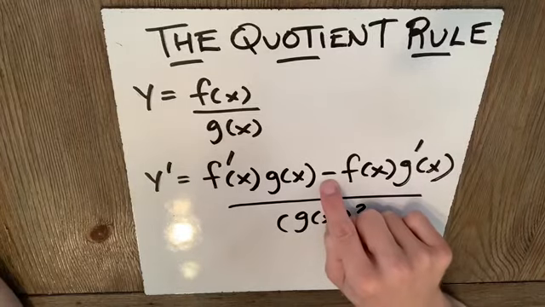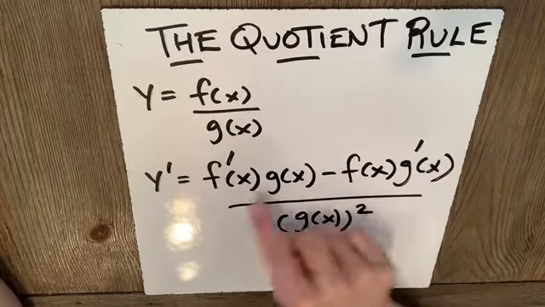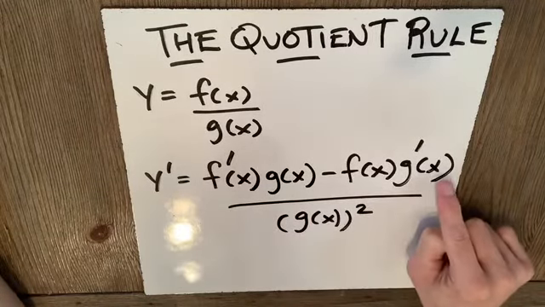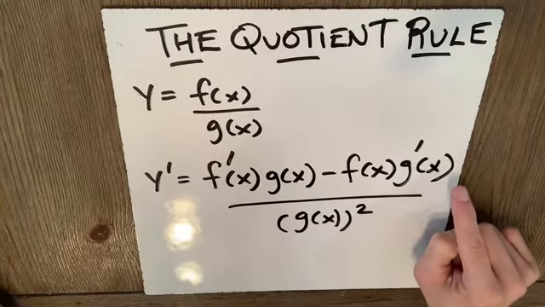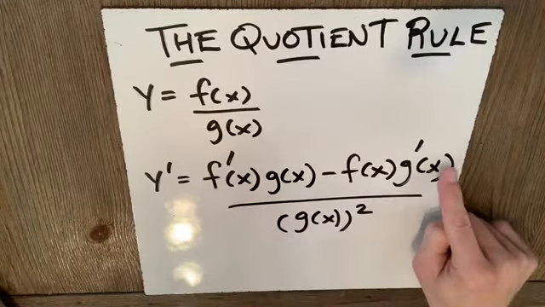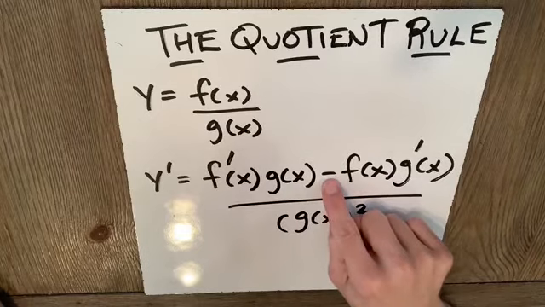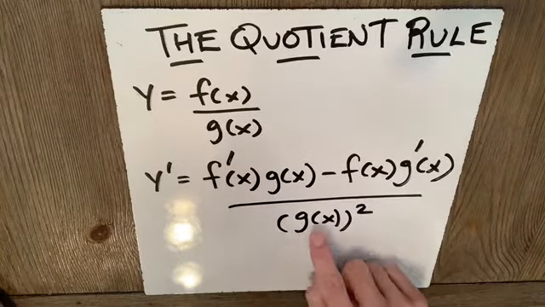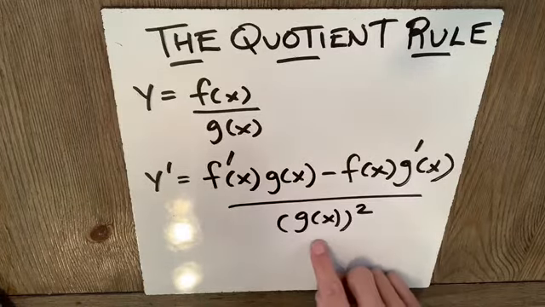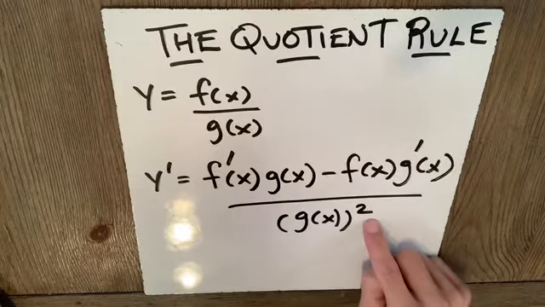If we had made this a plus, notice the numerator would look just like the product rule. So it's very convenient to learn them in the same manner so that you could write the product rule and then change plus to minus for the quotient rule. And in addition, we're going to take the denominator function and square it.